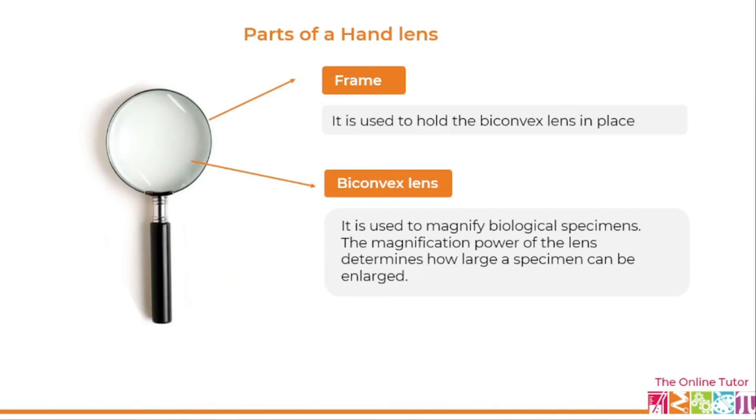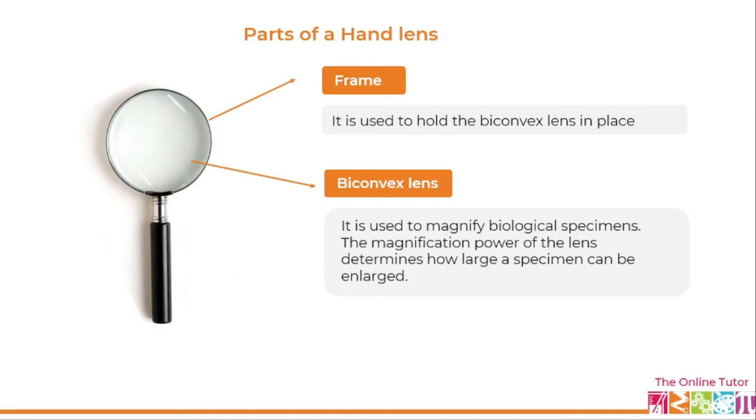We want to look at the second part, which is what we call the biconvex lens, or the convex lens. The convex lens is used to magnify biological specimens. The magnification power of the lens determines how large the specimen can be enlarged. So the lens that we can see over here is a convex lens, and it is used to magnify the biological specimen that you want to observe into a larger, bigger version of the image. Depending on the magnification power of the lens, that determines how large your magnified image is going to be.